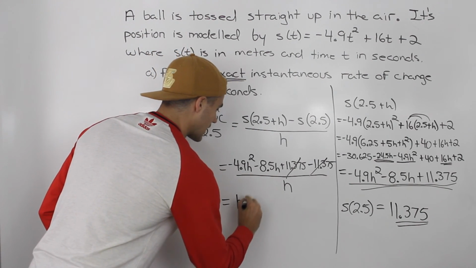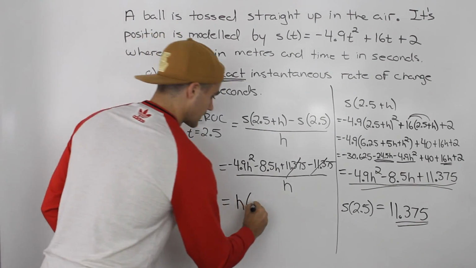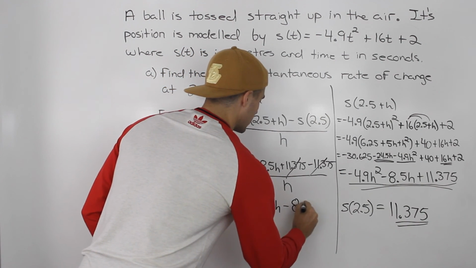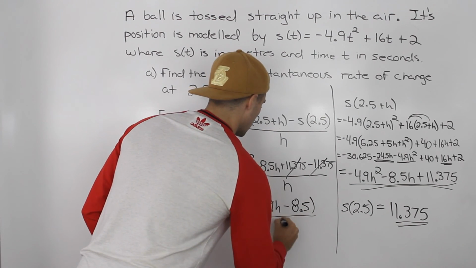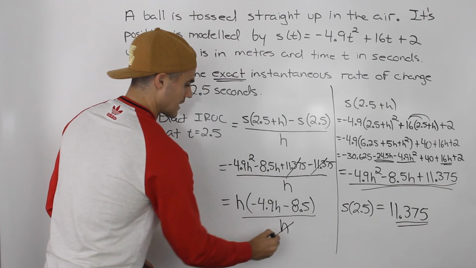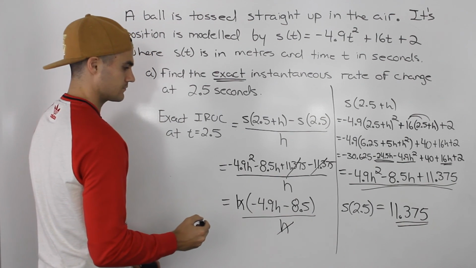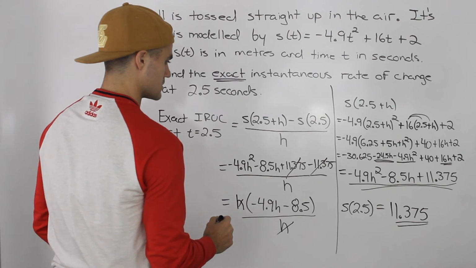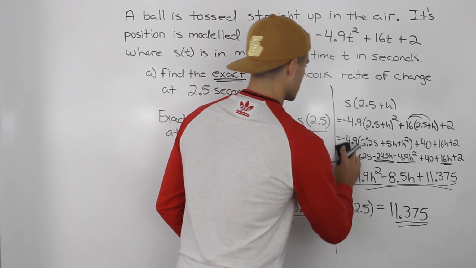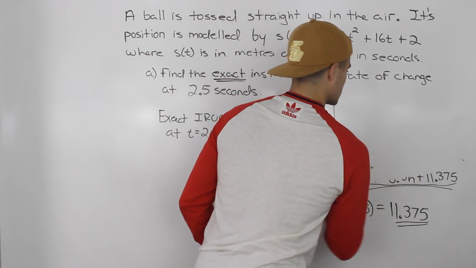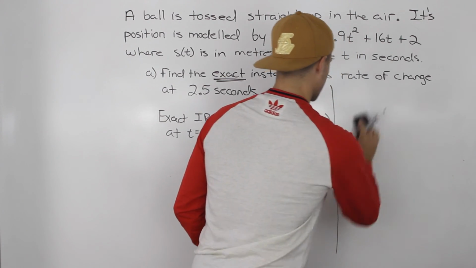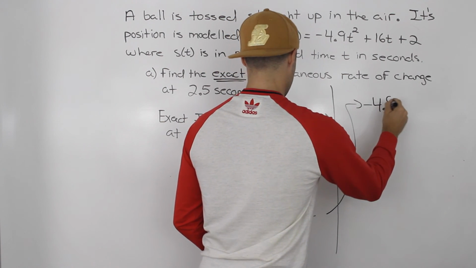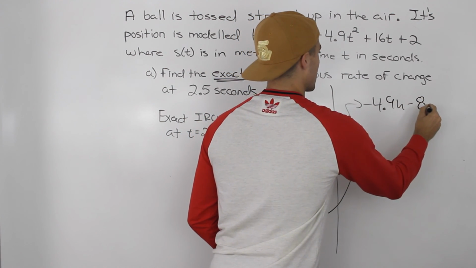We can factor out an h from those two terms, and we'd be left with negative 4.9h minus 8.5, all over h. Notice how now the h's cancel out, right? I'm going to erase this portion here and continue it up here. So we'll be left, after the h's cancel out, with negative 4.9h minus 8.5.